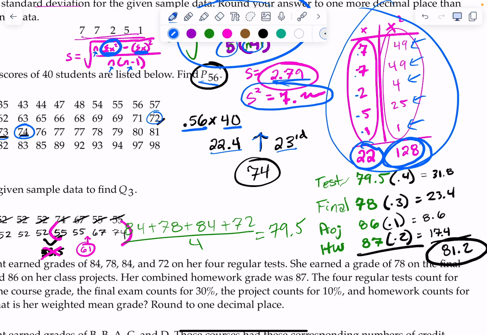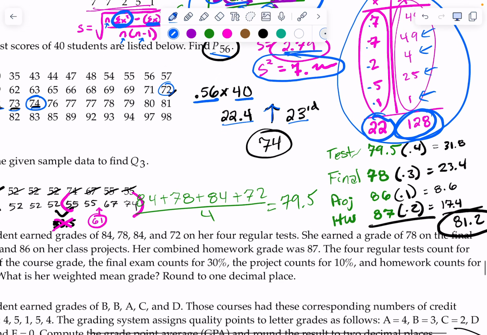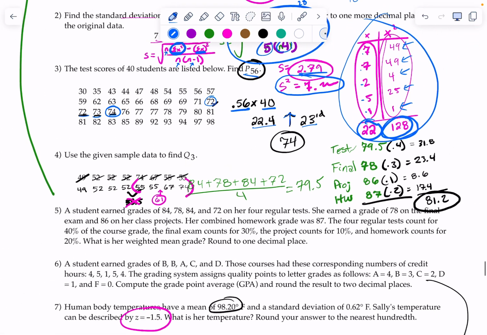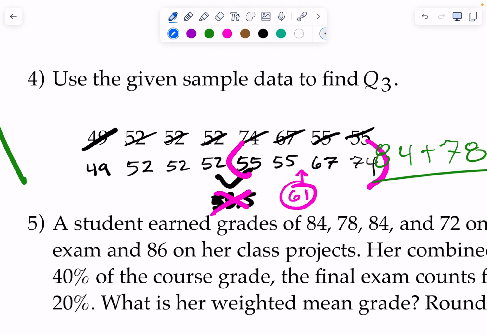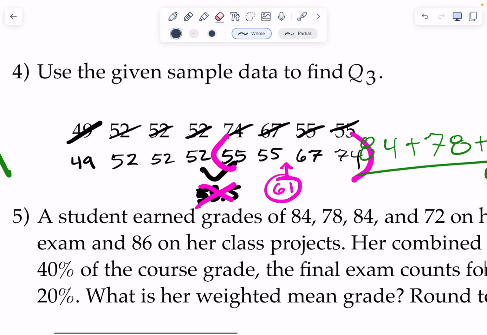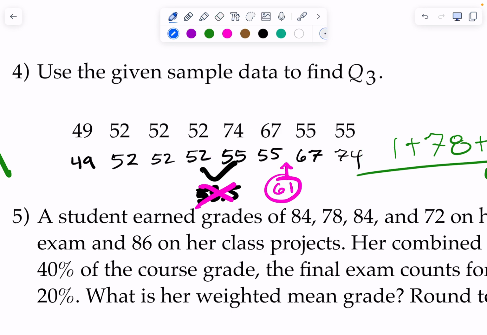Okay? All right, I went through that really fast, so pause if you need to. Collect your thoughts. Here we go. Use the given sample data to find Q3. All right. They did not give this to us in the correct order, so we had to reorder it.